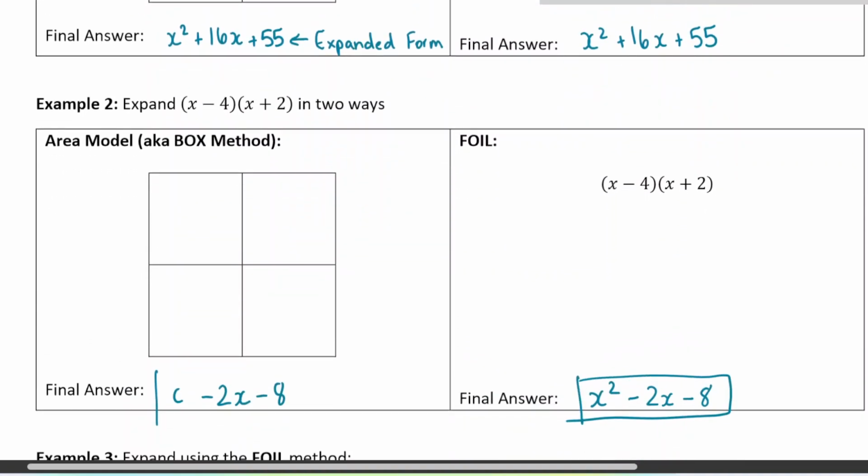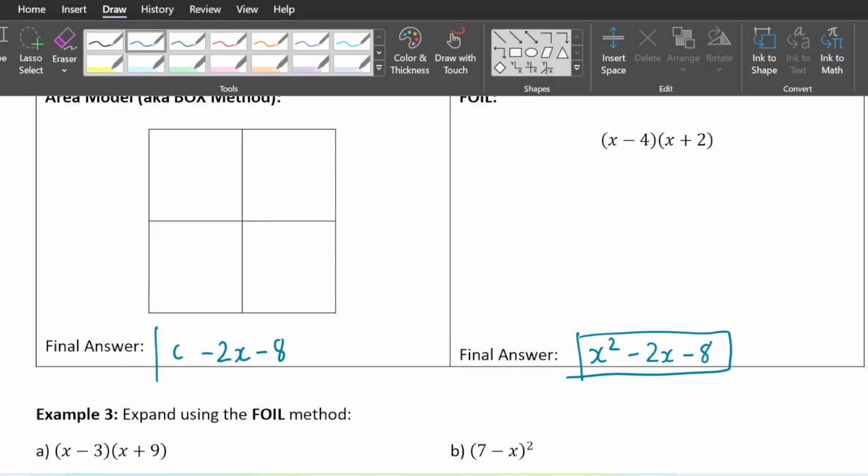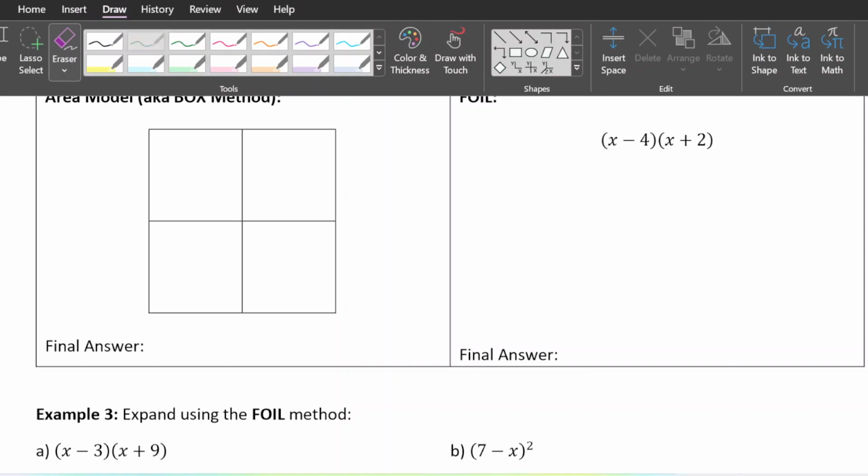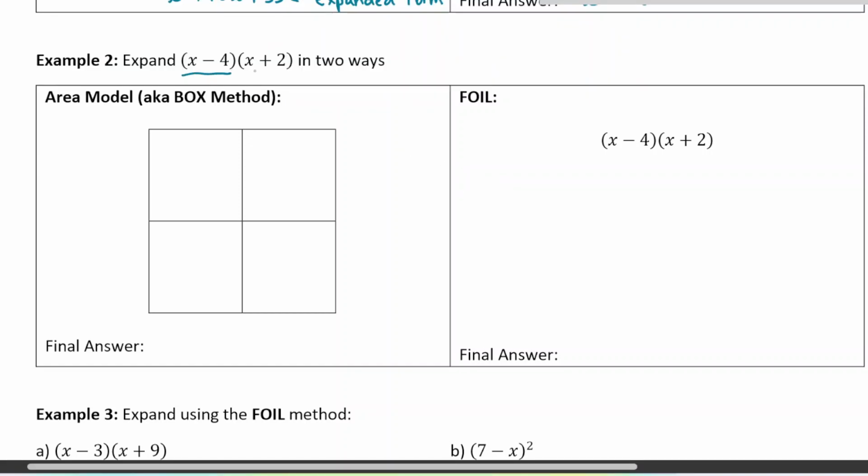We'll do both methods again. Oh, sorry, I have some writing on here from before. I'll just erase it. There we go. Okay, so this time we're multiplying x minus 4 with x plus 2.